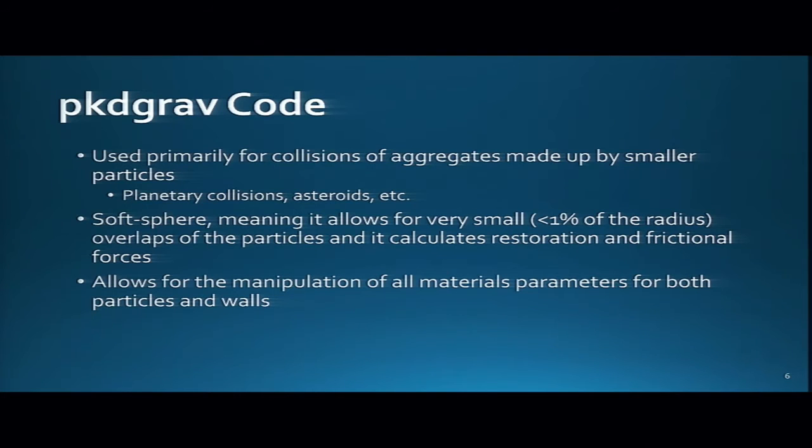So then on the simulation side, we use a piece of code called Peekity-Grav, which is primarily used for studying collisions of aggregates in space, so asteroids and planets, all sorts of fun things like that. It's a soft sphere code, so it allows for small overlaps of the particles, which is a big part of how it calculates the simulation. And most importantly for us, it allows for the manipulation of all sorts of materials parameters, so we can change all sorts of things about our system and see how that affects it.